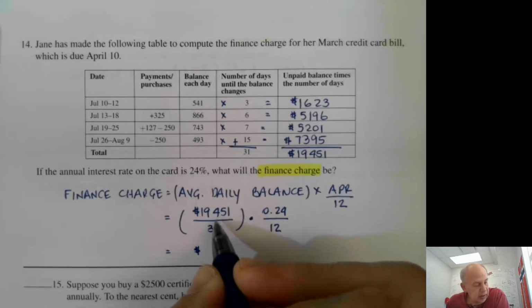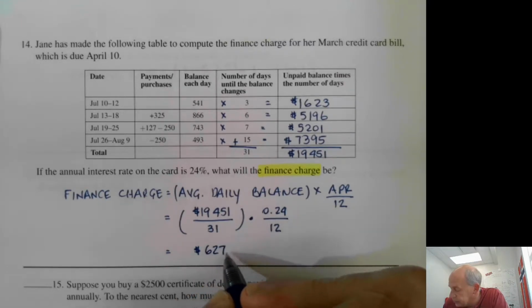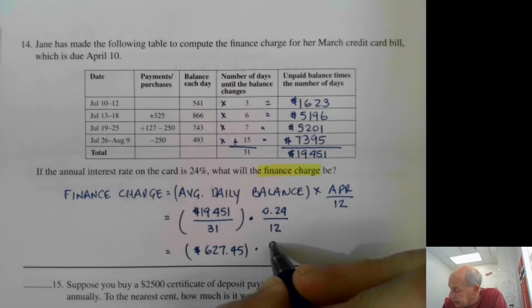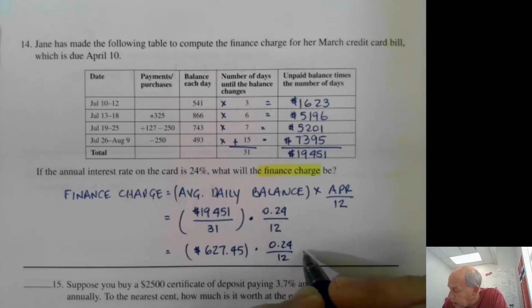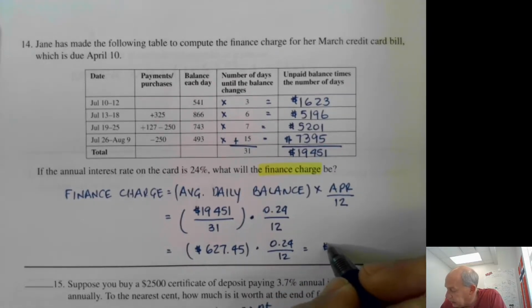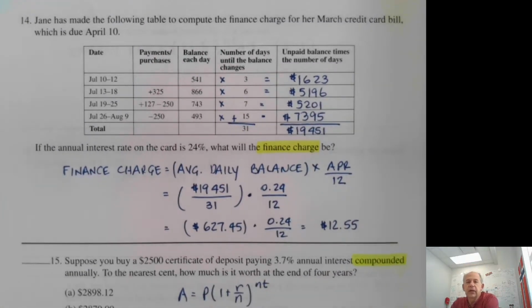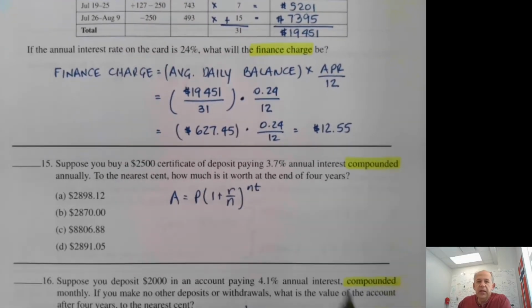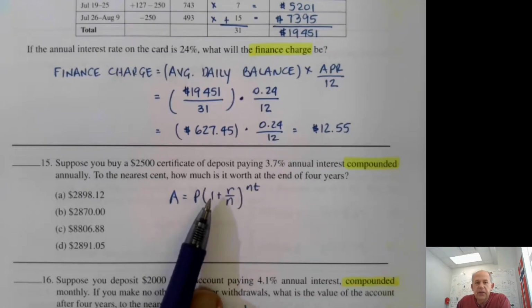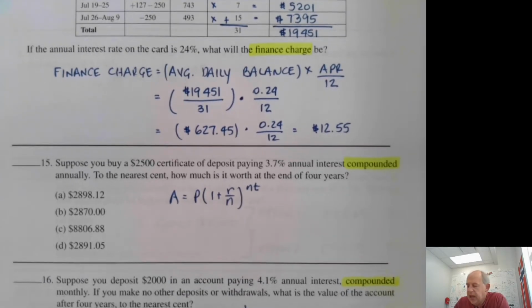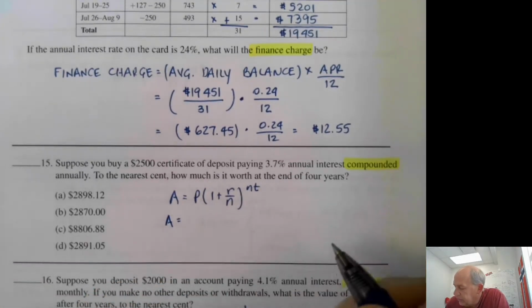So the average daily balance, these two values together are 627.45 times 0.24 over 12, and that would give me $12.55. There is how you calculate the finance charge given a credit card table. Number 15, up next, we have a compound interest problem. So my compound interest threw me right to that formula, and I'm looking to see how much I'm going to have in an account under these conditions in the future.